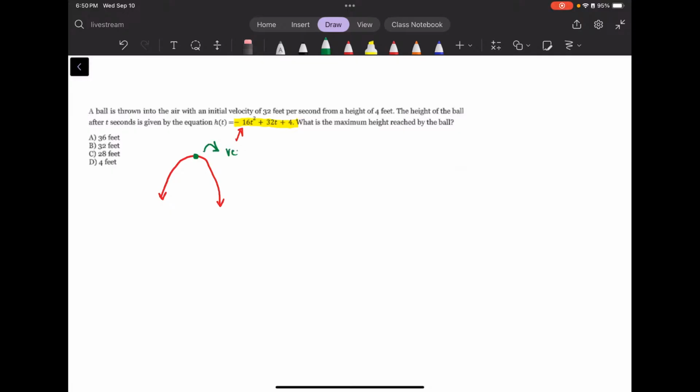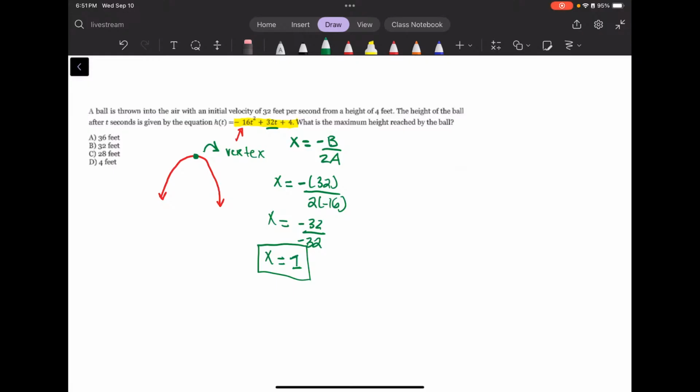And basically what they want us to identify is this point right here, the highest point, which is also known as the vertex. And for us to find the vertex for any quadratic function, the x coordinate is always equal to the opposite of b divided by 2a. So when we look here, we know that b is 32. So x is equal to the opposite of 32 divided by 2 times a. We know a is negative 16. So the x coordinate for our vertex is negative 32 divided by negative 32, meaning x is just equal to positive 1.